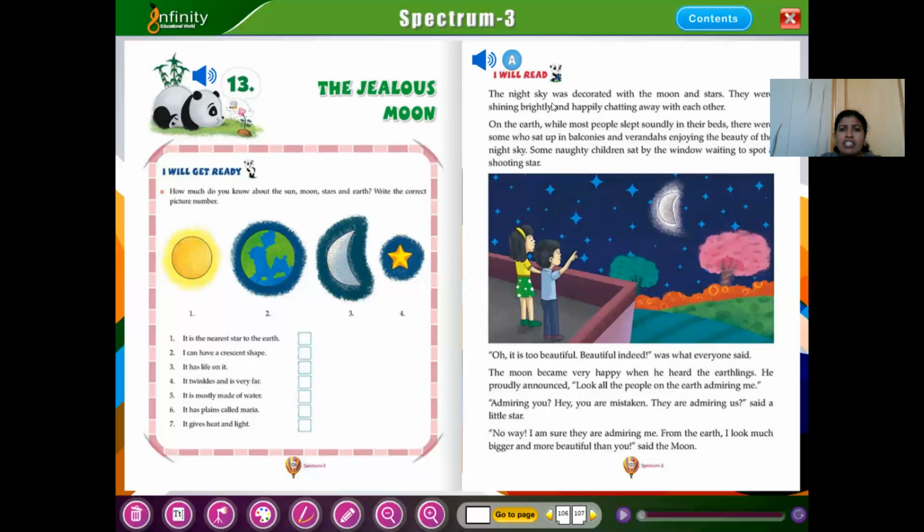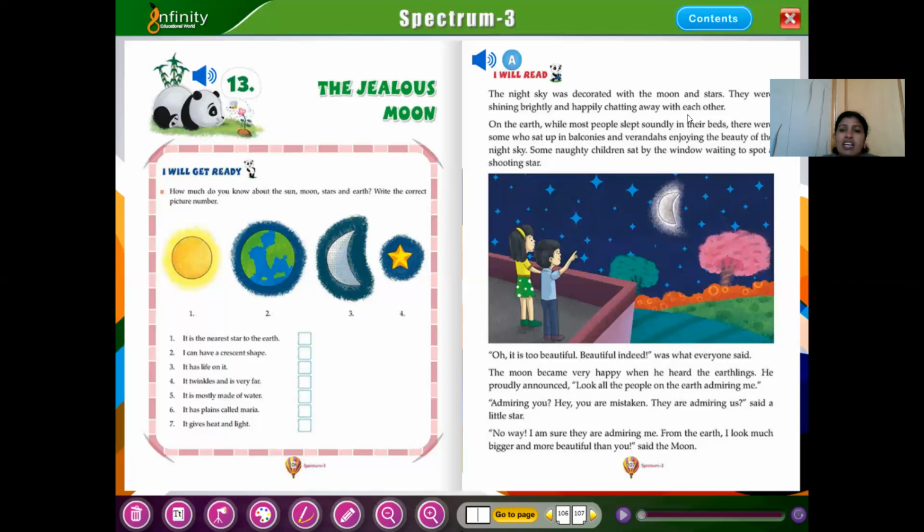Today, if you go outside at night time, you can see many moons and many stars in the sky. Usually the night sky is very much decorated with many stars and the moon. They were shining brightly and happily chatting away with each other. In the story, they means the moon and the other stars. You know that stars and moons shine very brightly, isn't it, children? And also they are very happily chatting away with each other.